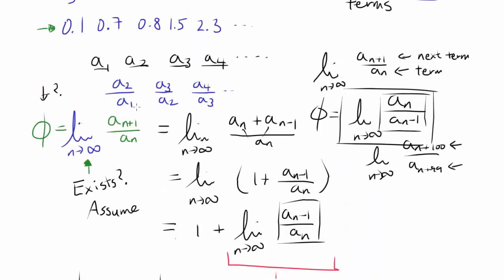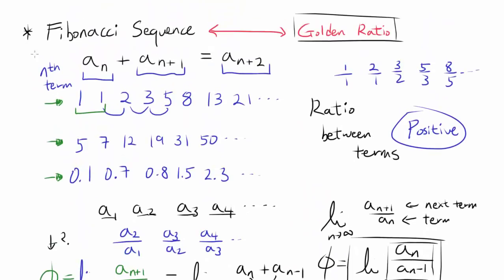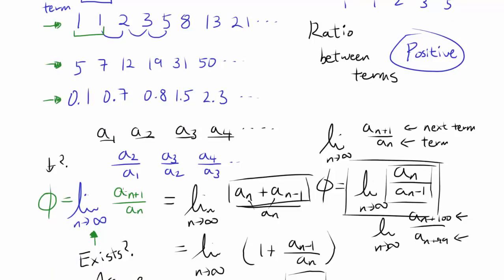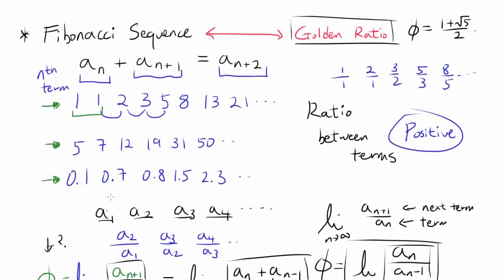So let me recap really fast and get back to the integral as quickly as possible. We know the ratio between the successive terms in the Fibonacci sequence tends to the golden ratio, which is 1 plus square root of 5 over 2. And we have just gotten it by assuming that a sub n plus a sub n minus 1 gets you a sub n plus 1. Realize that the Fibonacci sequence does not have to start with 1, 1. It can start with 5, 7. It can start with 0.1, 0.7. It doesn't matter. You're still going to have this relationship between Fibonacci and the golden ratio.